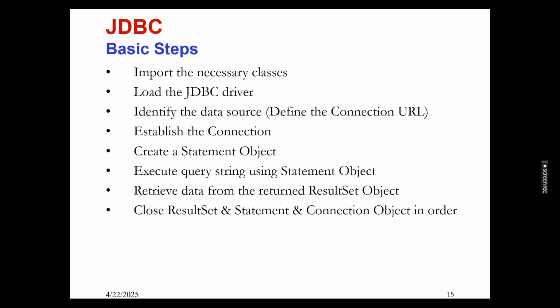Next is to identify the required data source, that is a connection. Then establish the connection. Then create the statement object. Then execute the required query with the statement object. Then retrieve the information: if it is a query statement, you will get the data, which will be stored in the result set. Then you populate the data from the result set and can see the data in your required format. Finally, you close the result set object, the statement object, and the connection object. That is, first we close the result set, then the statement, then the connection object.